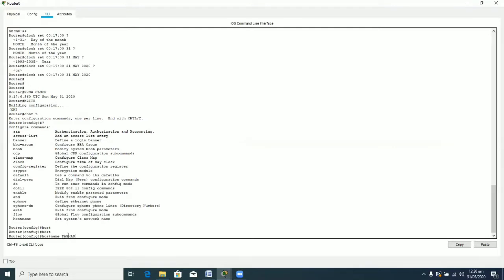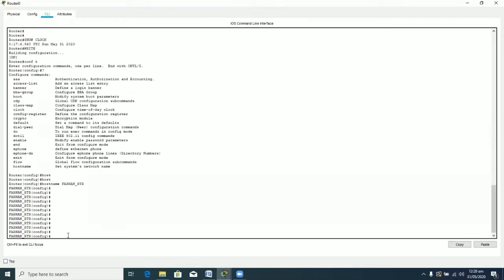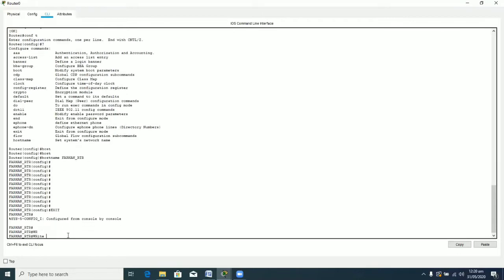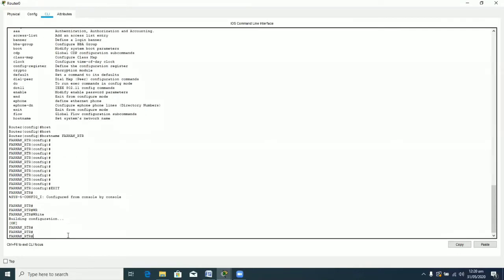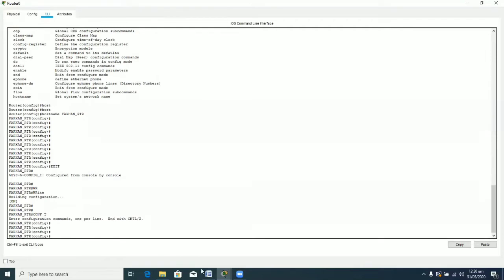So I am typing over here Farhan underscore RTR, RTR means router, and there you go. Your host name is now changed and your host name is now Farhan_RTR. Again, saving your work is very important. So writing again the configuration using WR, and after WR I again press tab. Now moving back to the global configuration mode, some more work has to be done.